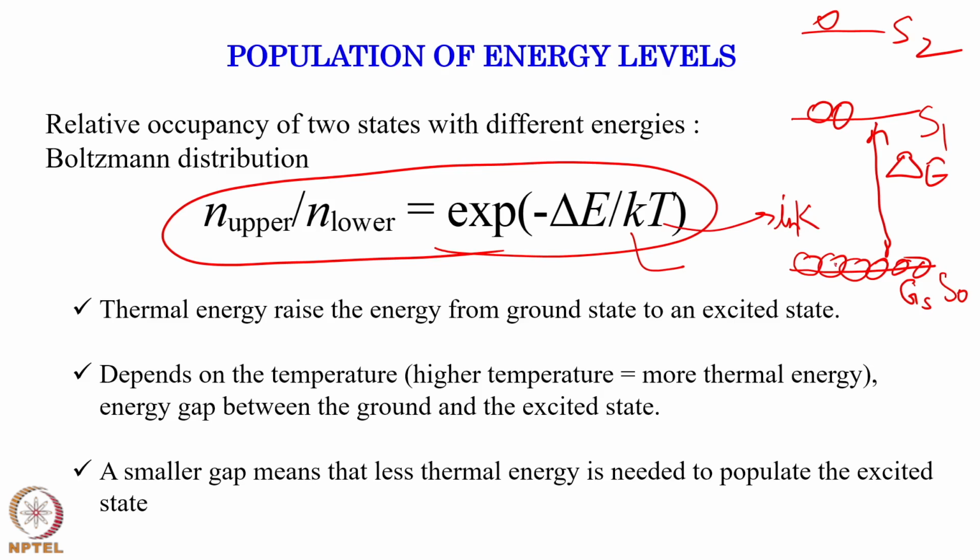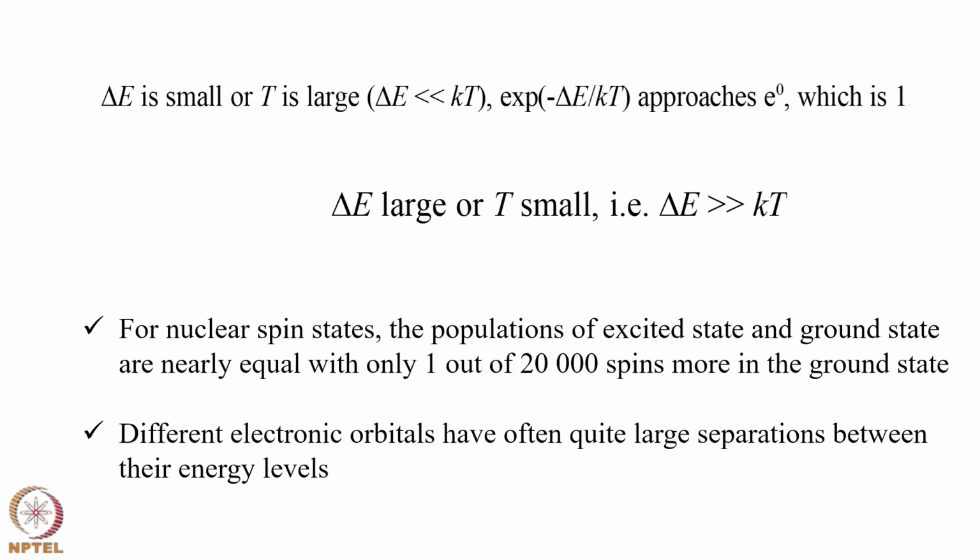It depends on how much thermal energy is given, so that this gap is filled. A smaller gap between the two states means the difference between the populations of these two states is going to be smaller. If the gap is larger, that means more particles are in the ground state compared to the excited state. So, as we have seen, this is our ground state, say S0, this is our excited state S1, and this is my delta E, right.